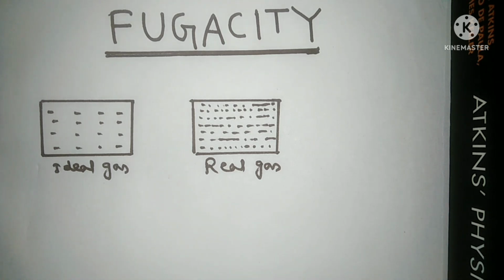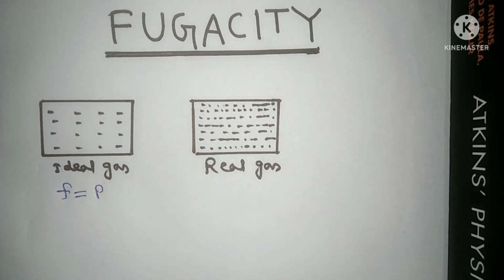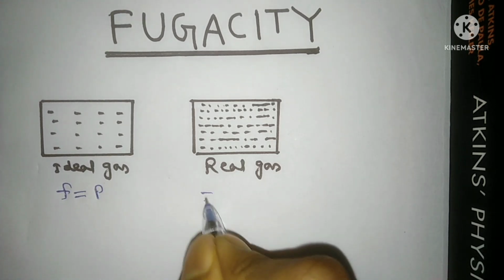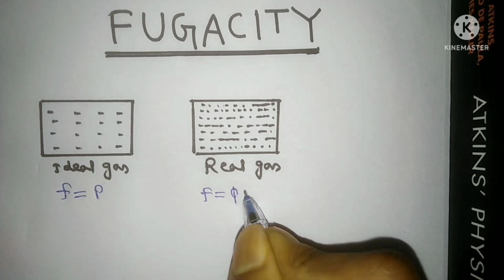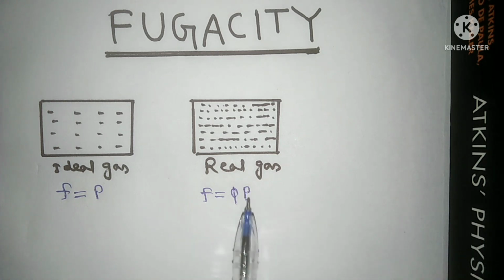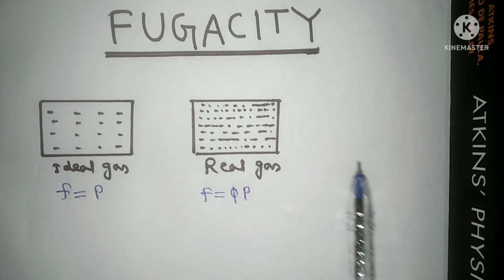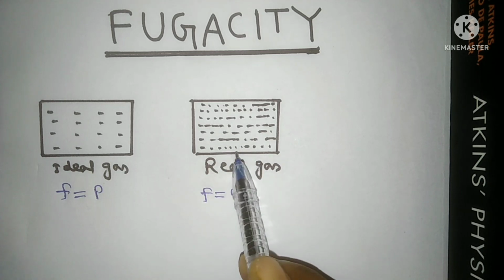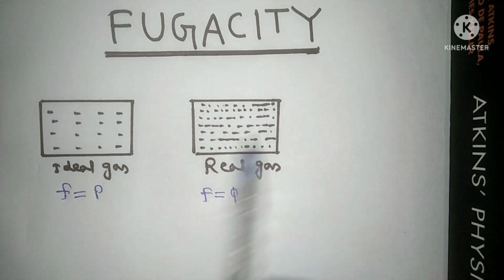For ideal gases, fugacity is equal to pressure, but for real gases, fugacity is equal to the fugacity coefficient times pressure. Why? This is because the pressure exerted by a real gas is different from that of an ideal gas, because in real gases there are molecular attractions, but this is not true for ideal gases.